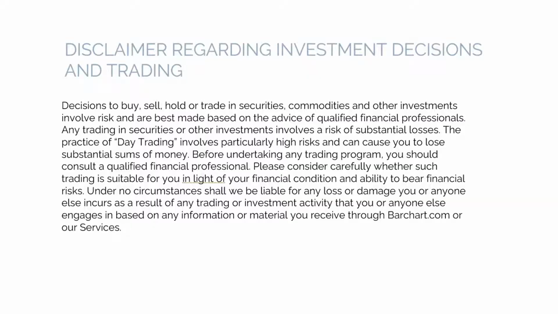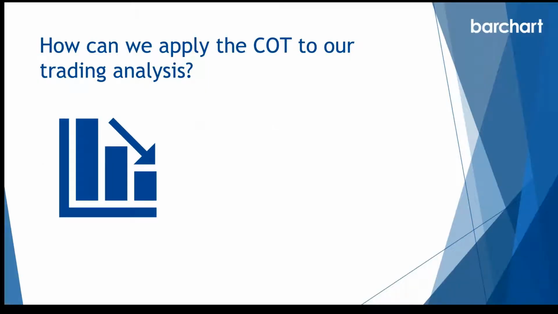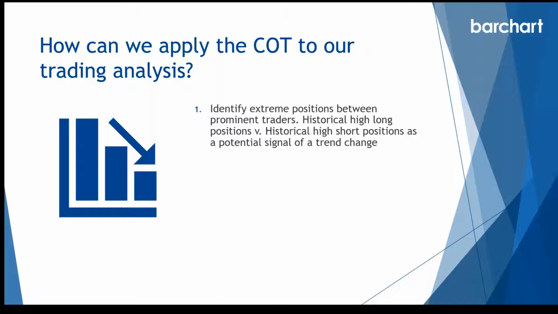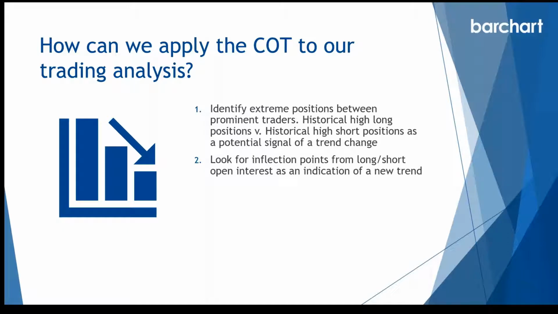How can I apply the Commitment to Traders report to our trading analysis? So let's look at first two ways. The first way is we're going to look for extreme positions between our prominent traders, our commercials and non-commercials, when they reach historical high long positions or historical high short positions. Now this will be a potential signal that our trend is about to change. The other thing we're going to look for is inflection points where one of these large traders moves from being long to short, or long open interest to short open interest, or short open interest to long open interest. And this can be an indication of a new trend.